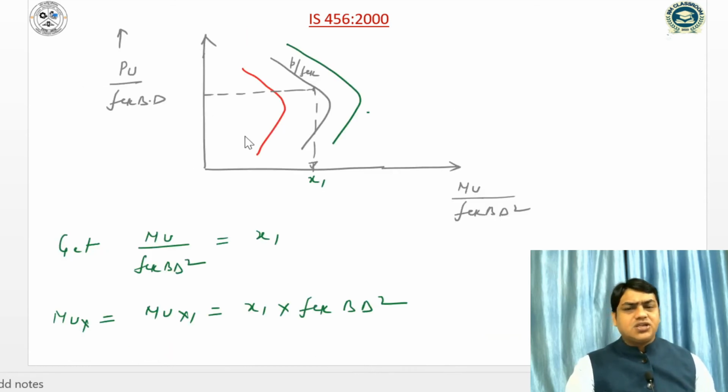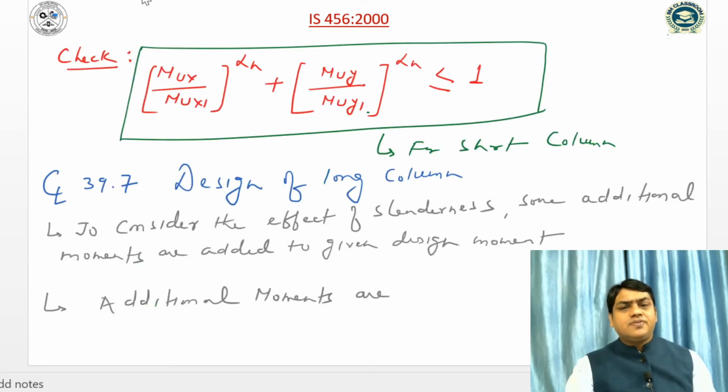Similarly, here we can see that for the value of Pu by fck bD and p by fck, we have selected, let us assume, this curve, and with the help of this curve and the Pu by fck bD value, we have read the value of x1. And what is x1? x1 is on the x-axis, that is Mu by fck bD square, and here Mux1 can be written as x1 into fck bD square.